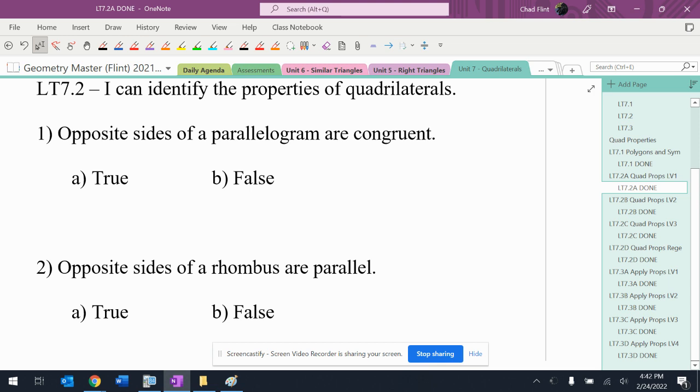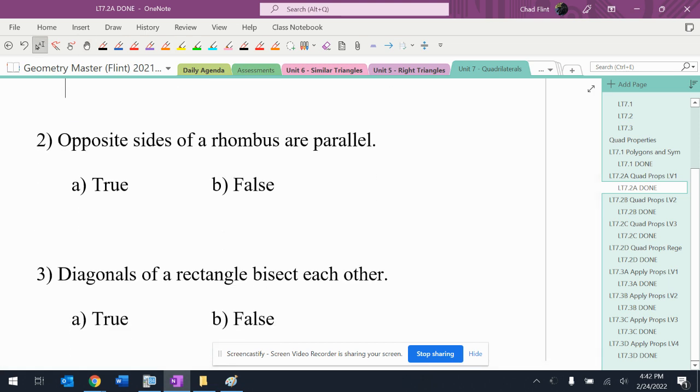Opposite sides of a parallelogram are congruent. That's true because it is a direct property of a parallelogram. Opposite sides of a rhombus are parallel. That is true. This is a parallelogram property. Opposite sides parallel is a parallelogram property, but a rhombus is underneath parallelogram on the tree, which means it shares all of its properties.